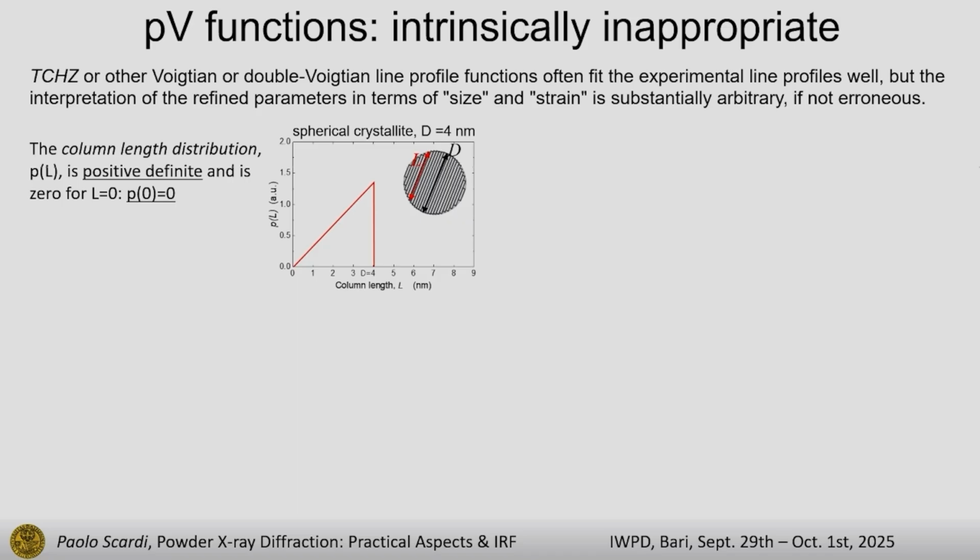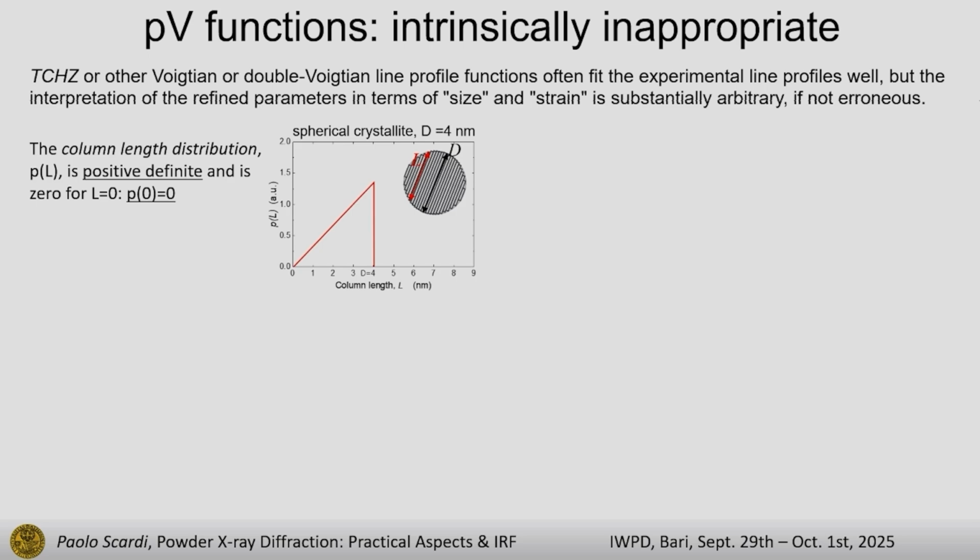This is a distribution function. Every well-behaving distribution function is definite positive. It cannot be negative, right? I'm talking in general. And it must be 0 at 0. There is no column of 0 length. These are two very basic features.